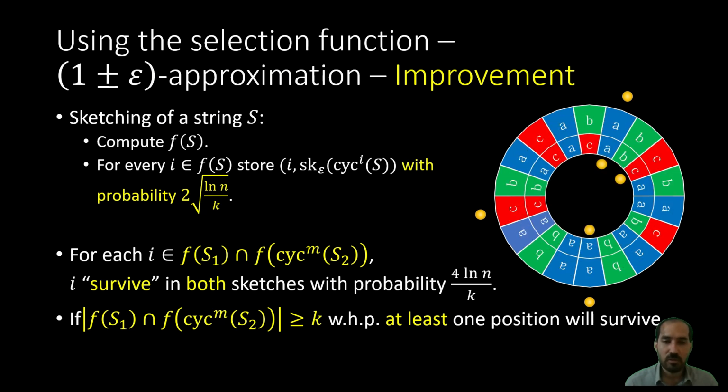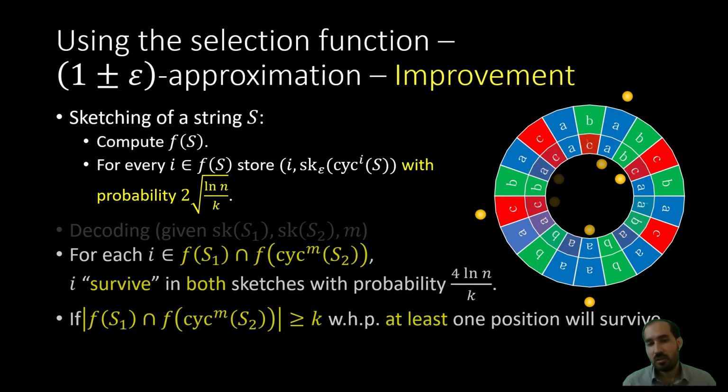Now, if we are given two strings, S1 and S2, and in any cyclic shift, the probability that a position selected for both strings survives in both sketches is the multiplication of the probabilities that it survives in one sketch. And therefore, it's 4 ln n over k. Then, if the size of the intersection is large, at least k, then with high probability, at least one position will survive. How do we use it?